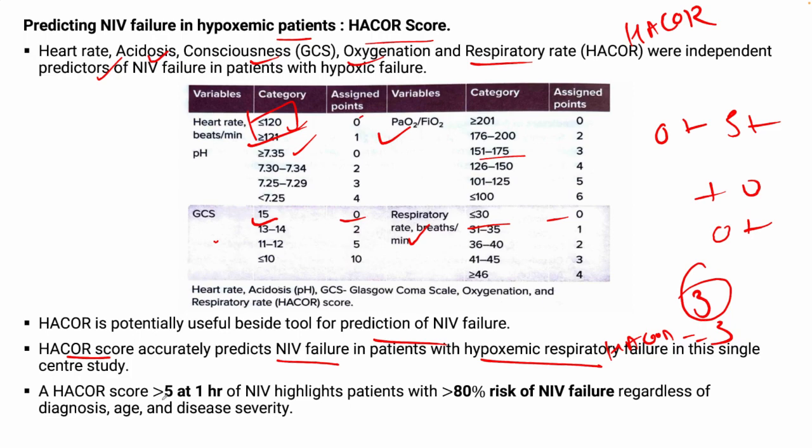That is greater than 5 at an hour, which highlights the patient is at risk of NIV failure. So if any score is greater than 5, then you can say that the risk of NIV failure in the hypoxemic patient is significant. So here the score was 3. So you can say that the rate of NIV failure is not that low.